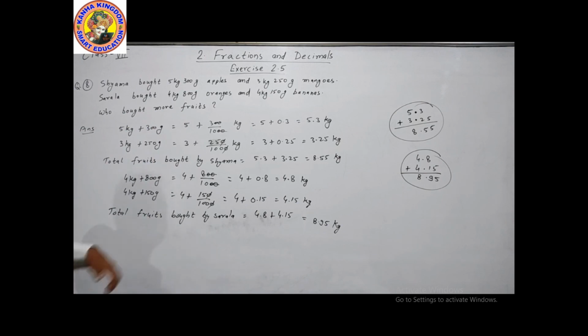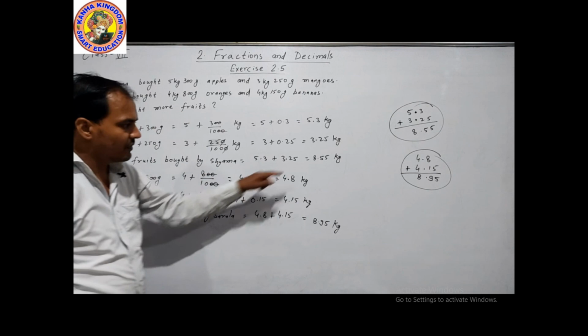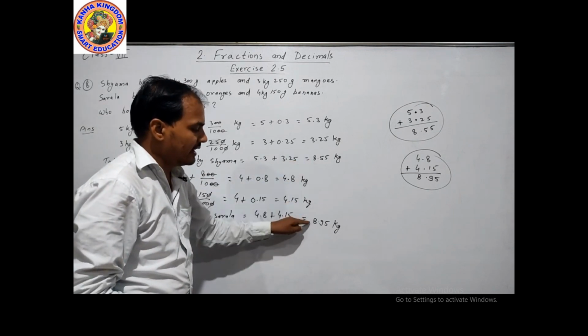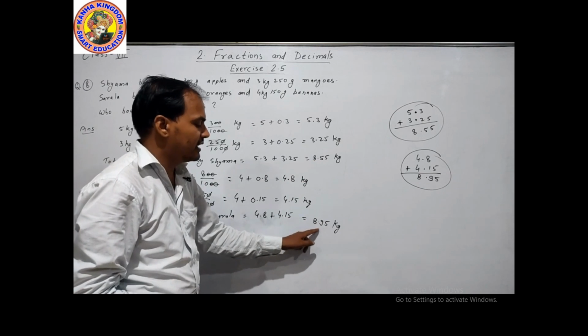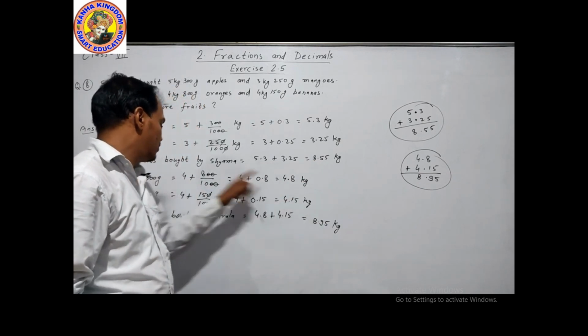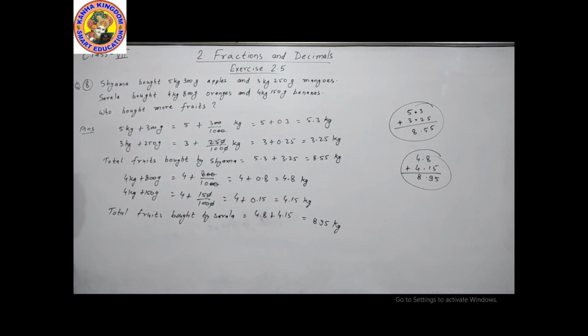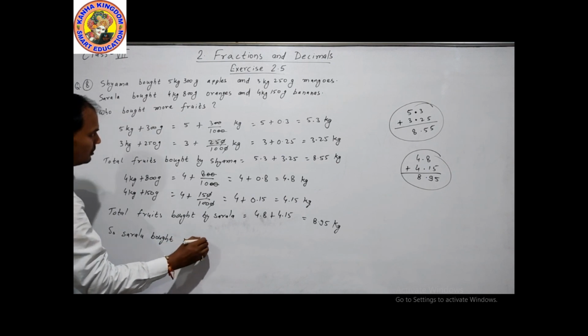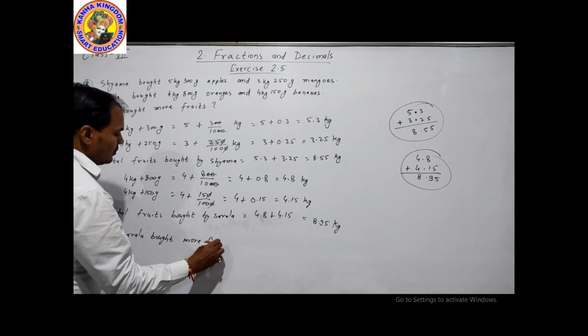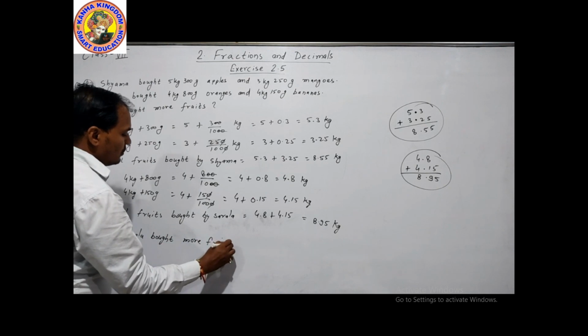Taking comparison between Shyama and Sarla, the integer numbers 8 and 8 are equal, then 5 and 9. 9 is greater. So Sarla bought more fruits.